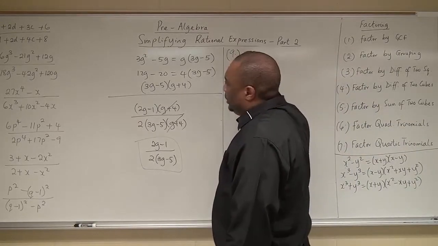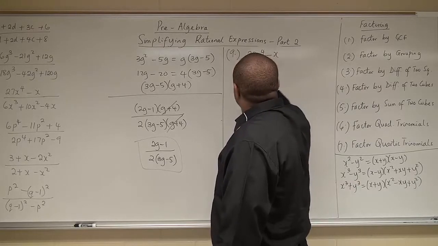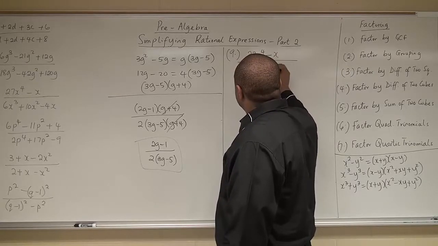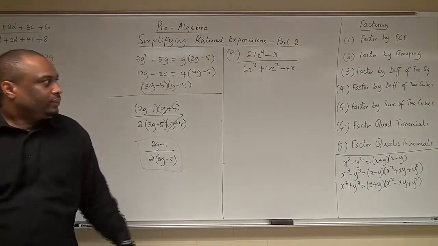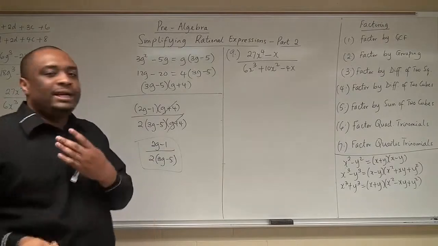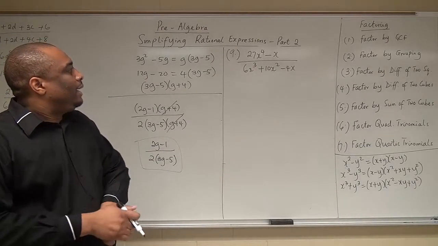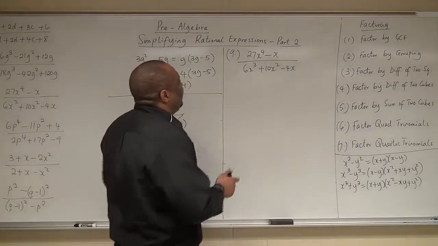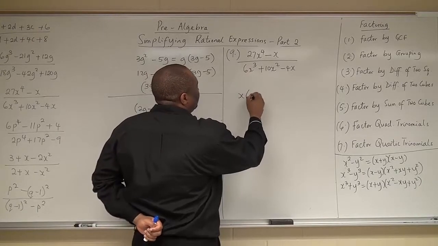Question 9. 27x to the 4th minus x all over 6x cubed plus 10x squared minus 4x. Alright, so what do we do first? Let's look at the numerator. We first of all factor by GCF, right? And the same thing applies to the denominator. So what is the GCF for the numerator? GCF is x.